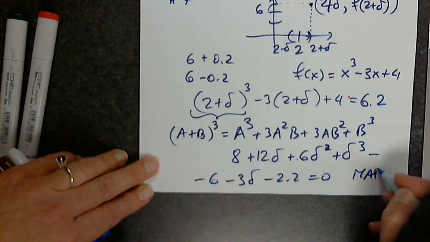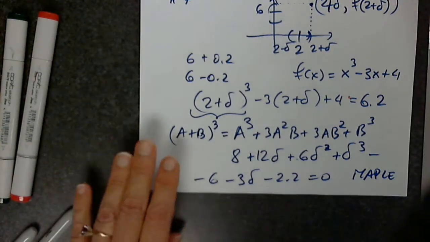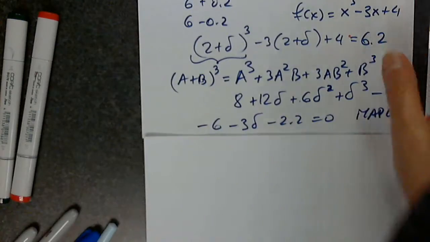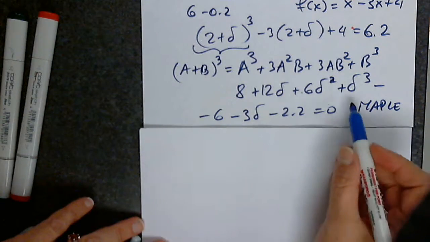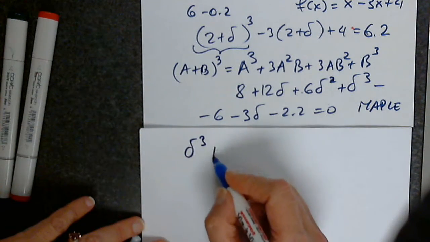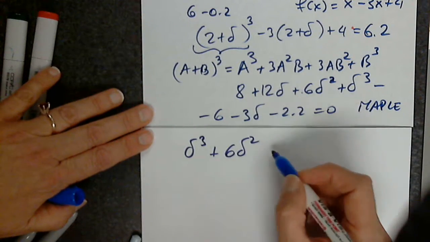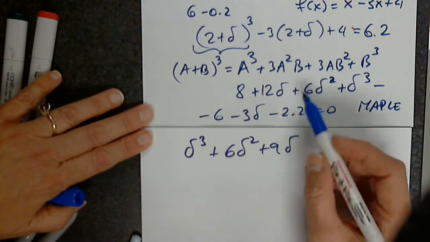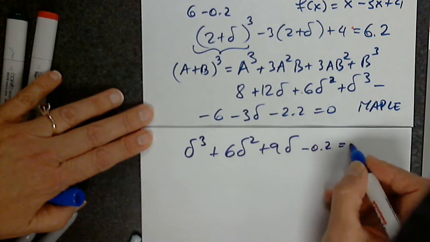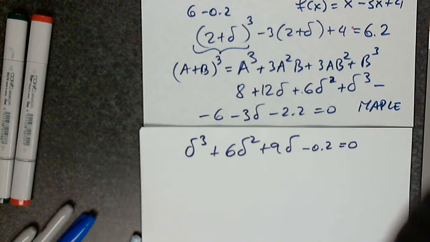And if you use Maple on this, it will give you an answer in a blink. But since I can show you a different way, because it will take me a minute to bring up Maple. So this is delta to the third plus 6 delta squared. And then this is 9 plus 9 delta. And this is negative 0.2 equals 0.